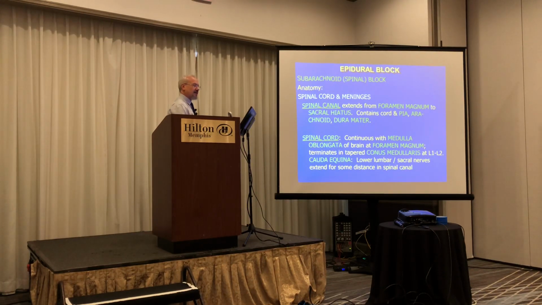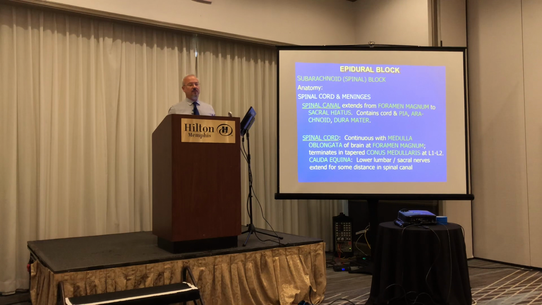The spinal canal extends all the way from the foramen magnum down to the sacral hiatus. And in addition to the spinal cord, we have meninges, 3 meninges, from innermost to outermost: the pia mater, the arachnoid mater, and the dura mater. The cord extends from the medulla oblongata and typically extends all the way down to the L1, L2 vertebral disc space. Well, how often does that happen? In about 88% of individuals.